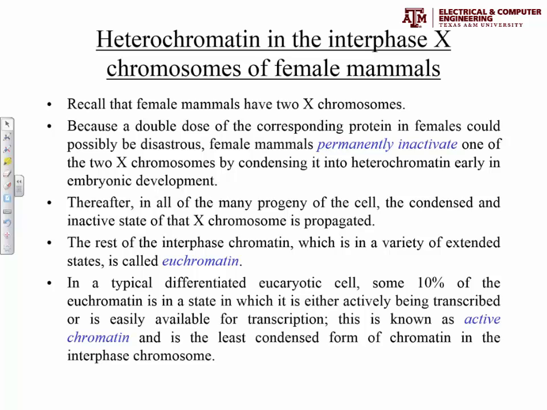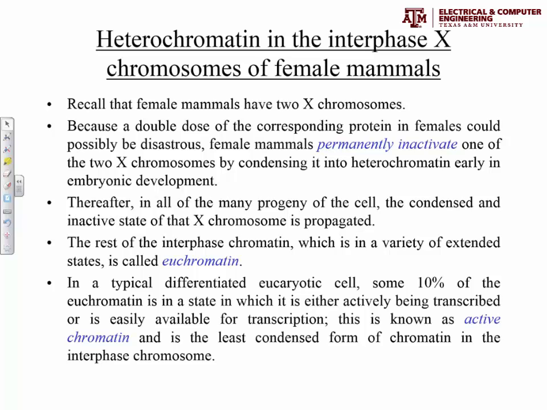Right? So female mammals permanently inactivate one of the two X chromosomes by condensing it into heterochromatin early in embryonic development, right? And thereafter, in all of the many progeny of the cell, the condensed and inactive state of that X chromosome is propagated, right? And the rest of the interphase chromatin is in a variety of extended states.